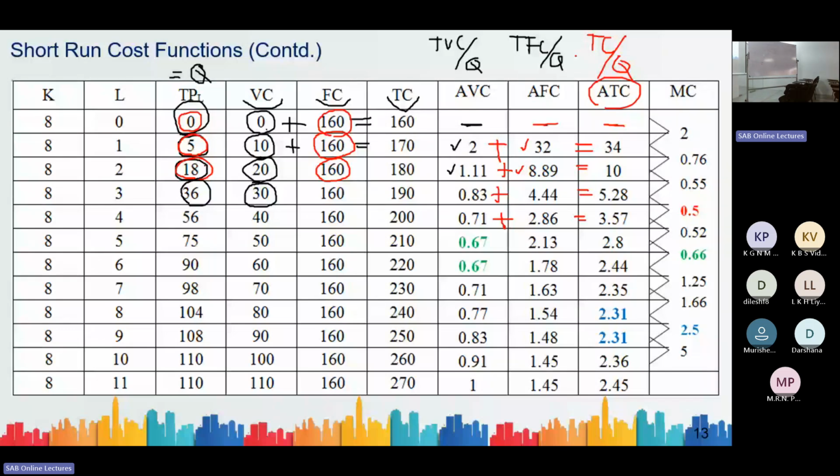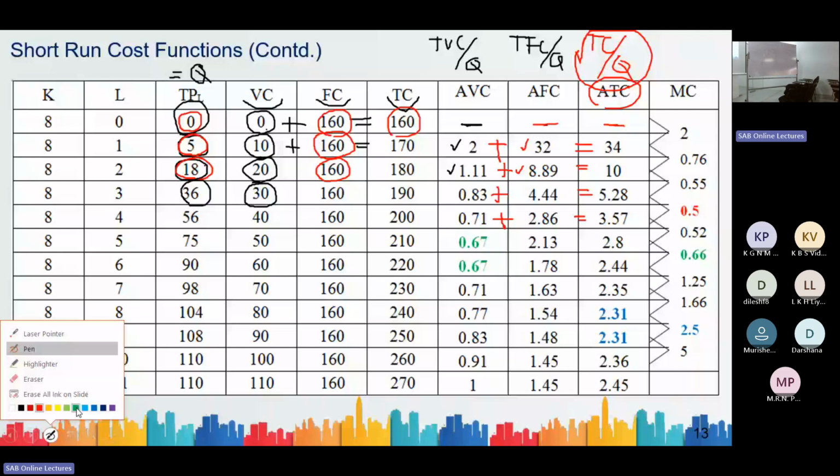You can follow this formula: total cost divided by Q. So total cost is this much divided by Q. For the first level, 160 divided by Q, it's meaningless.